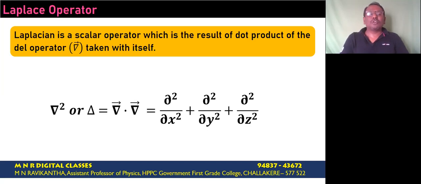Now let us understand more about the Laplacian operator. The Laplace operator is simply called the Laplacian. A Laplacian is a scalar operator which is the result of the dot product of the del operator taken with itself. That is, del square or delta is equal to del bar dot del bar, that is equal to dou square by dou x square plus dou square by dou y square plus dou square by dou z square. This operator is called the Laplacian or Laplace operator.